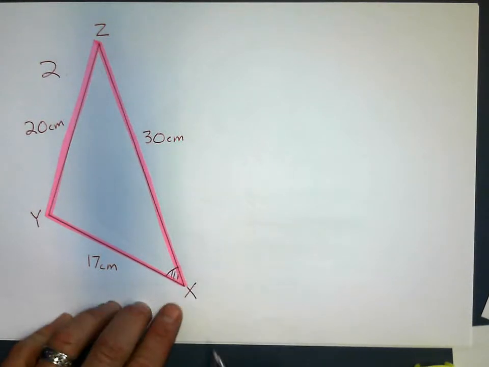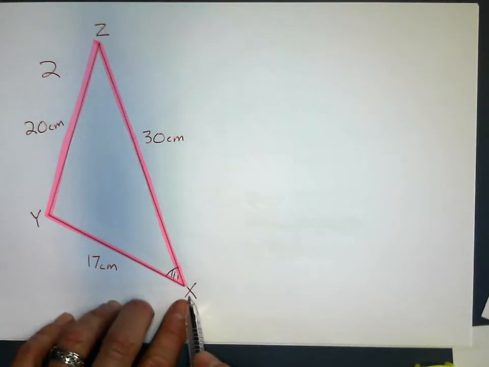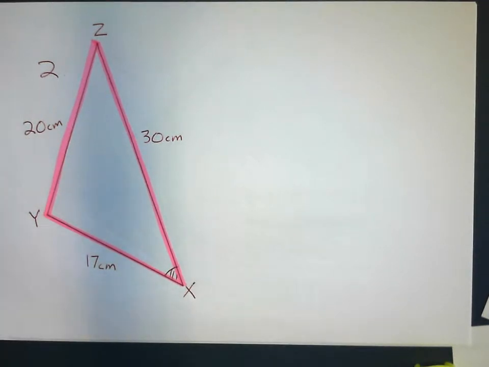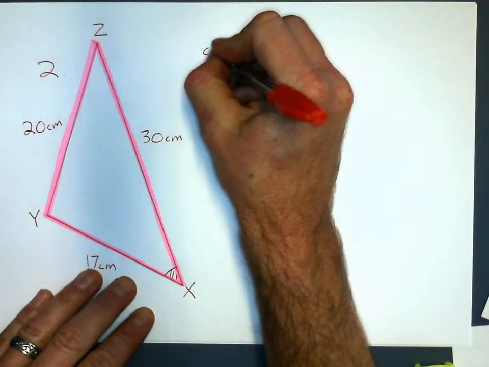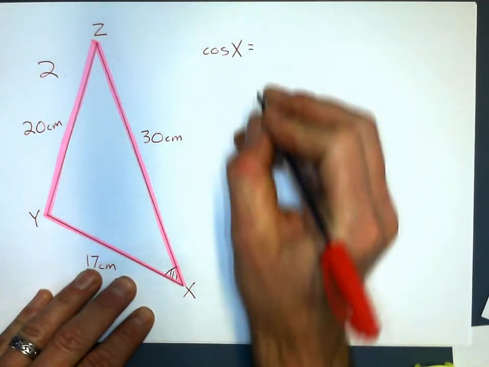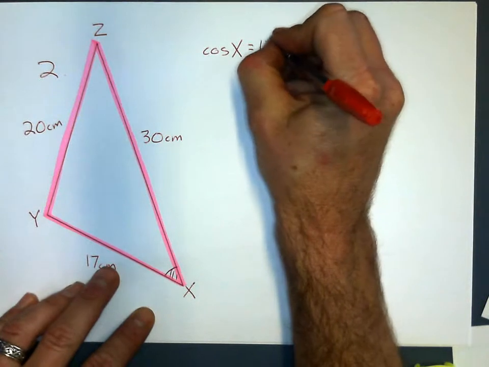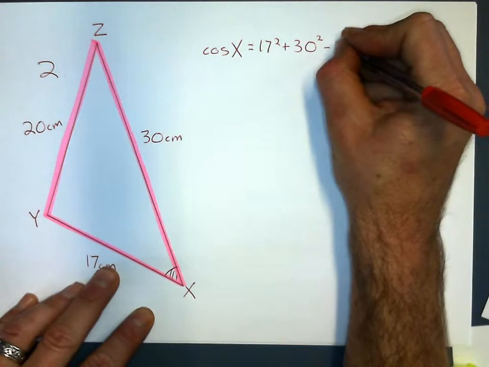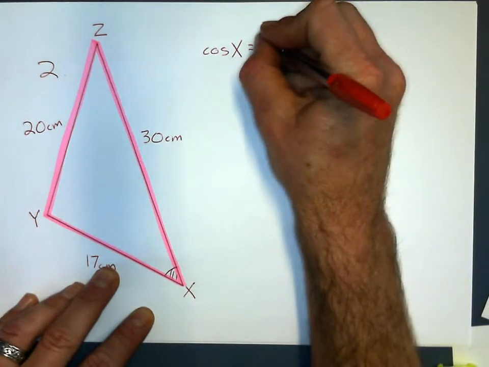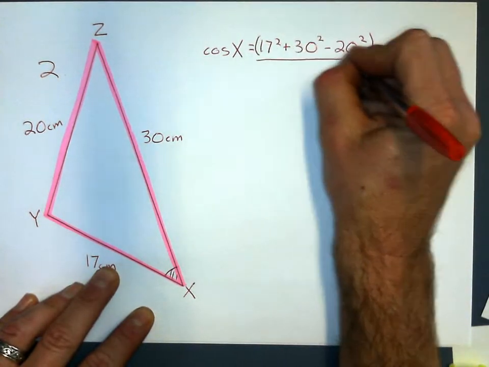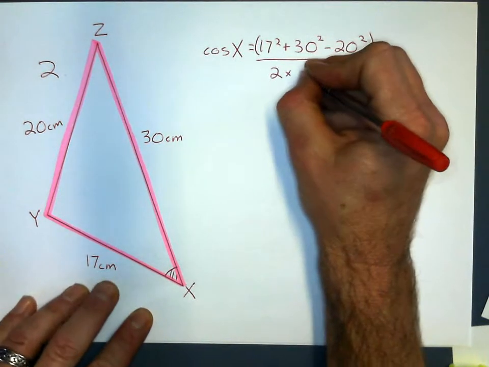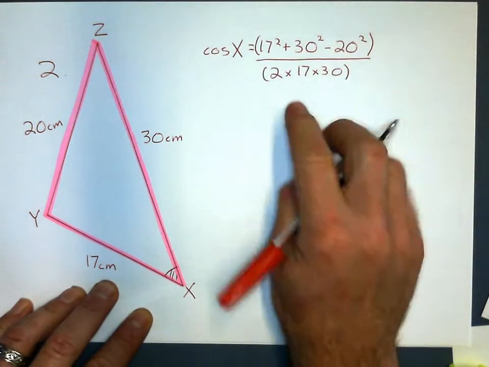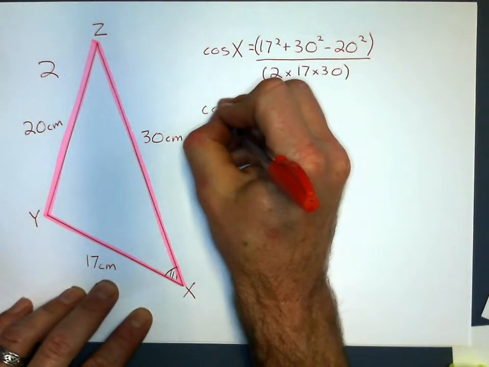Okay, so let's try the cosine rule, finding the angle here. First thing you have to know, here's the side opposite. Okay, so go ahead and we'll set that one up. That's cosine of angle x equals 17 squared plus 30 squared minus that 20 squared. And I'm just going to put that in brackets right now. Divided by 2 times 17 times 30. Put both of that in brackets so I don't have any mistakes on the calculator.